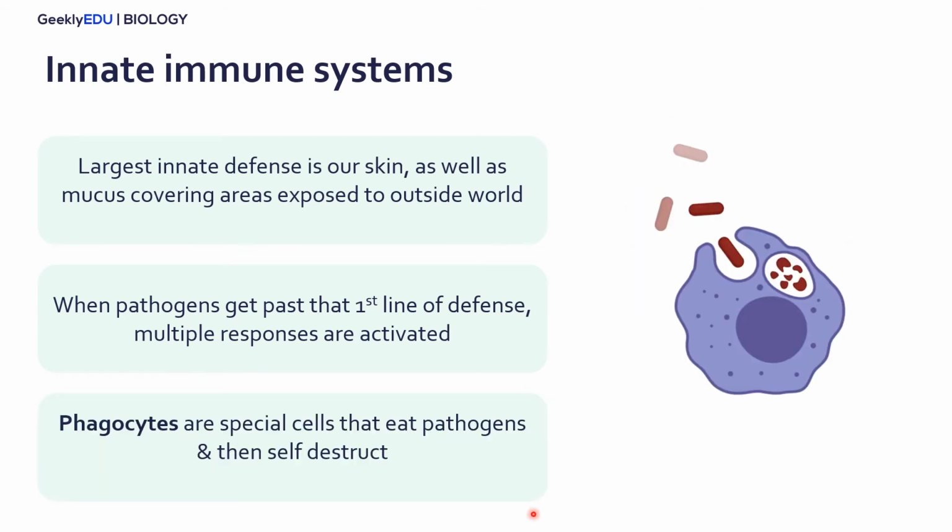And one of the main cells that are sent to that front line are phagocytes. And phagocytes are special white blood cells that actually eat entire pathogens and then are programmed to self-destruct. So in this figure here in purple, we have the phagocyte. It's eating an entire bacteria, which is shown in red here. And then once it's engulfed that pathogen, it self-destructs. And you might have seen phagocytes in your real life when you get a cut or a sore and pus comes out. That pus is actually a bunch of dead phagocytes.